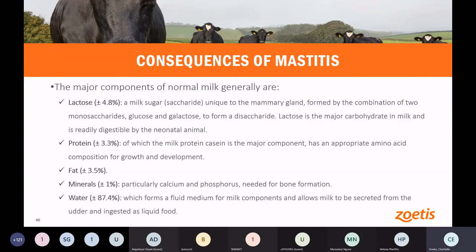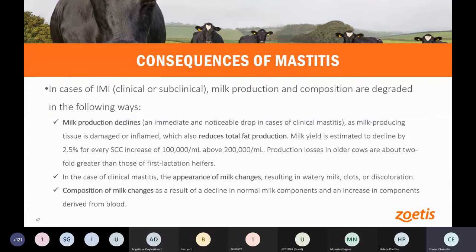Protein at about 3.3%. The major protein here is casein. Very important also for production of certain non-milk products, right? So we'll look at that a bit later. Fat at about 3.5%, your minerals such as your calcium and phosphorus, and then water is the major component.